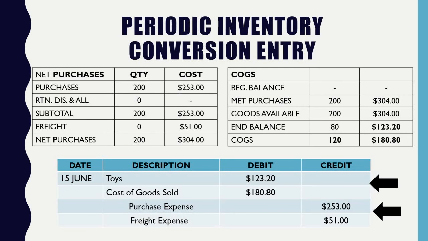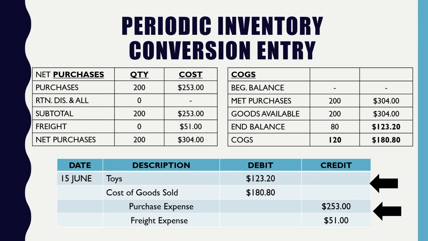Okay, so again, from the worksheet that we just solved in the previous section, we do have this information. Our ending inventory, we know, is 80 items, and we know that it cost me a total of $123.20.